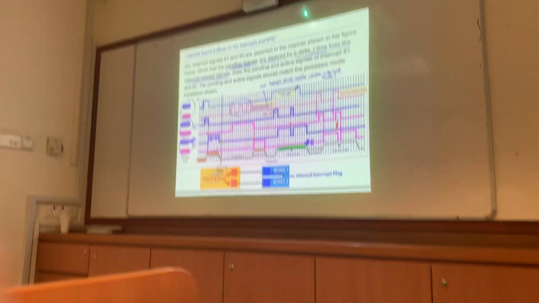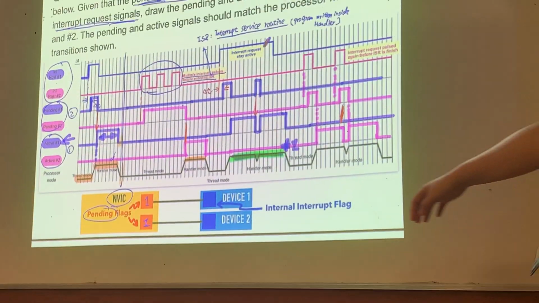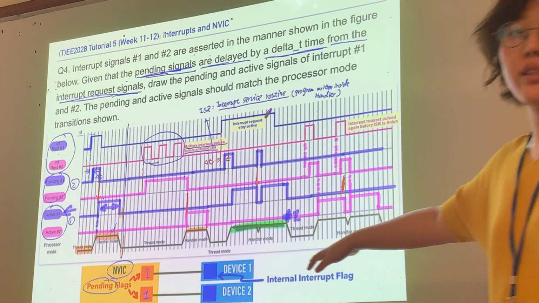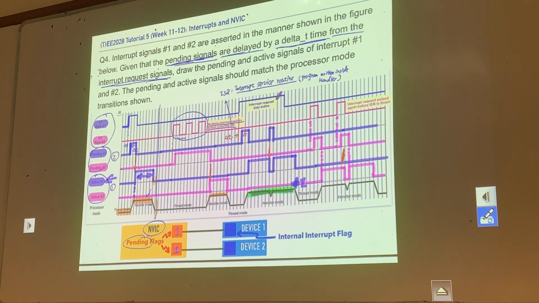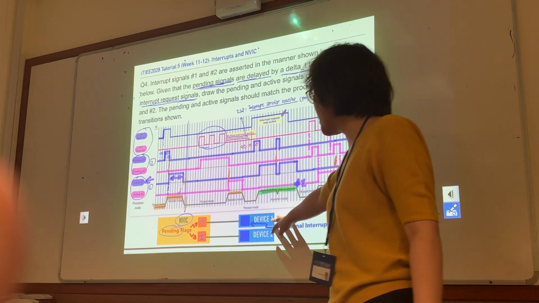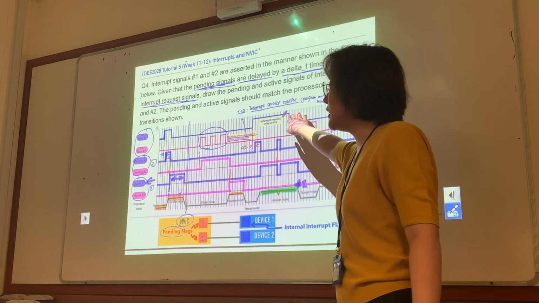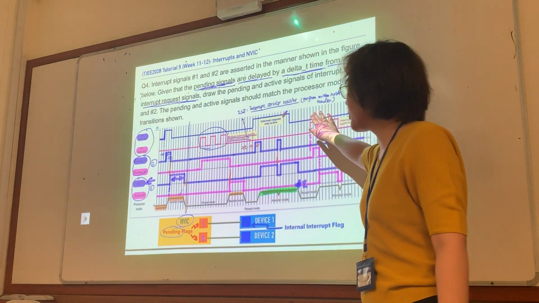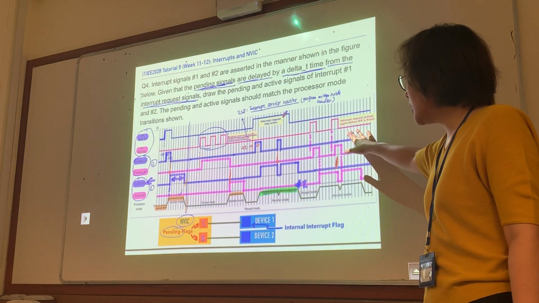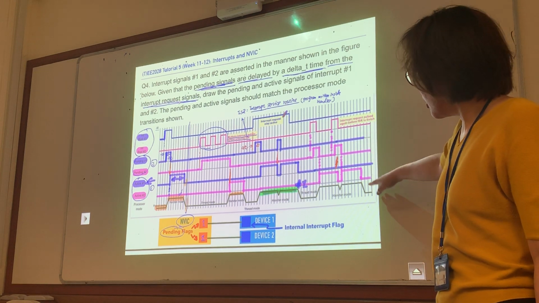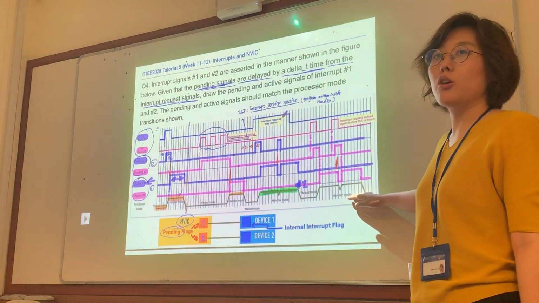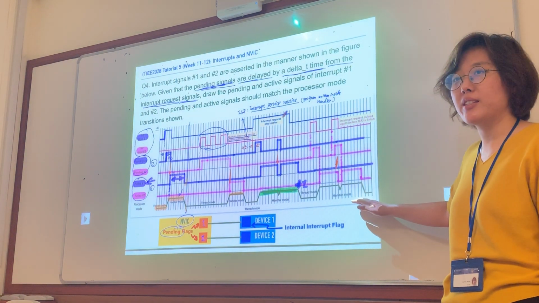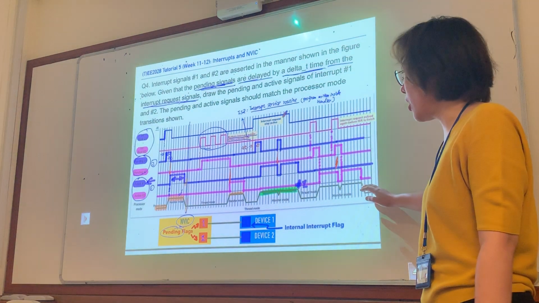Okay, so basically question 4 is asking if you have two devices that both can send you the interrupt. The signals coming from the external devices are called interrupt request. Okay, interrupt request 1, interrupt request 2. And also, if processor mode is given, processor mode is the last step, meaning what's actually happening on your processor.